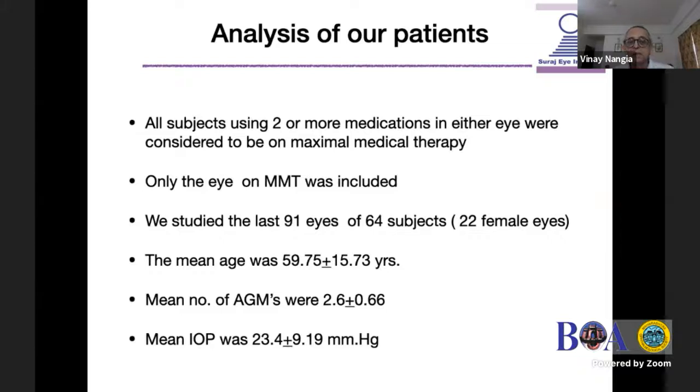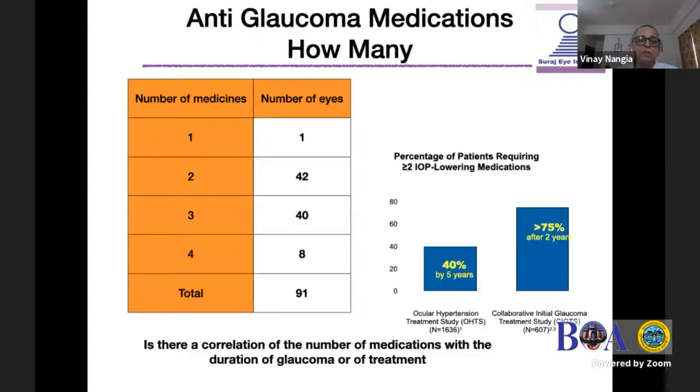We analyzed in our hospital actually, and we said that all subjects using 2 or more medications, in either eye, were considered to be on maximal medical therapy. And we studied 91 eyes of 64 subjects. The mean age was about 60 years, and the mean number of anti-glaucoma medications was 2.6. The mean intraocular pressure in these subjects was 23.4 millimeters of mercury. So there were 42 eyes with 2 medications, 40 eyes with 3 medications, and 8 eyes with 4 medications actually.